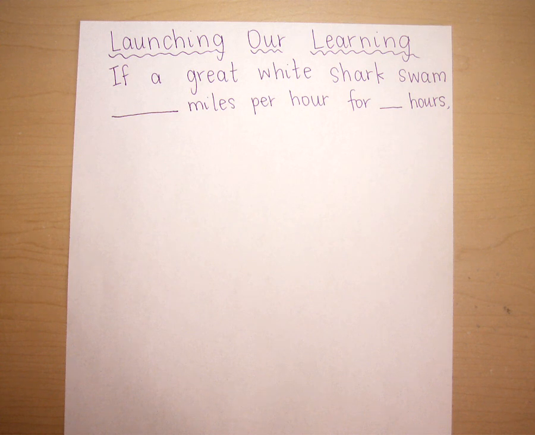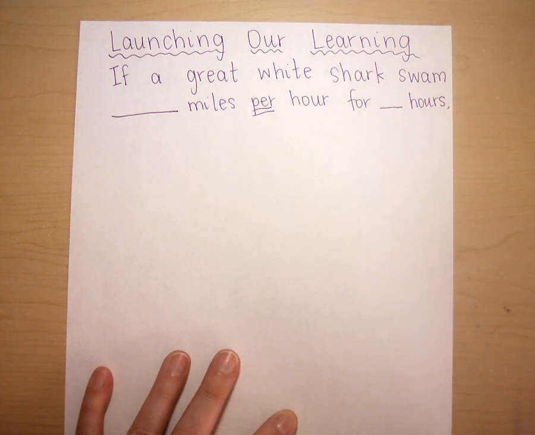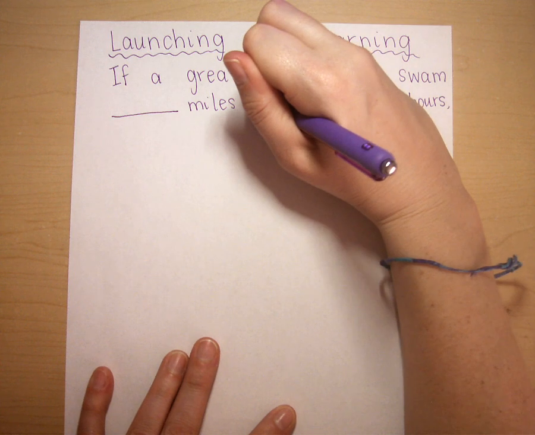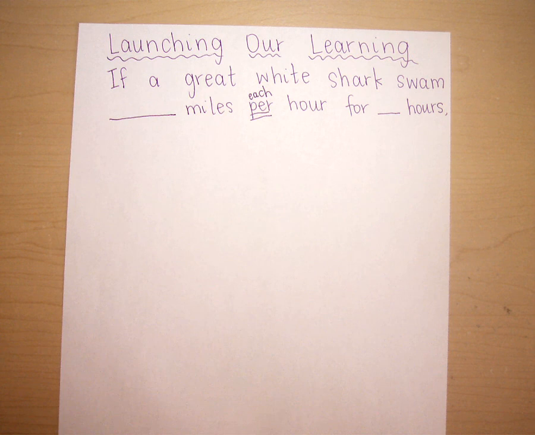So we're going to be doing 3 reads with our launch for today. If you notice, I've left out a couple pieces of our problem because on the first read, what we want to do is just get an idea of what's happening in the problem. So it says if a great white shark swam blank miles per hour for blank hours. So what's going on in this situation? Well, we've got a big old shark who is swimming. And this per hour, I know, is pretty important. Per means like each. So each hour, this shark swims a certain amount of miles.